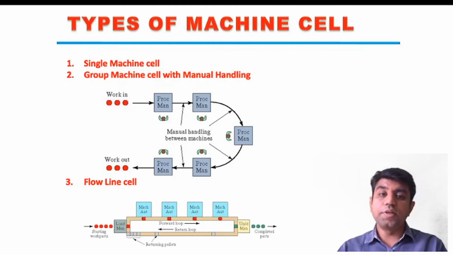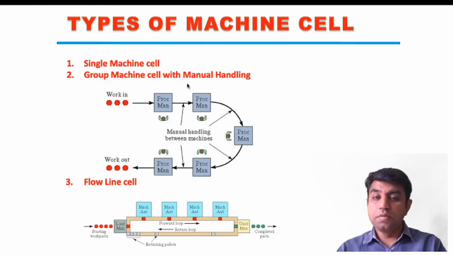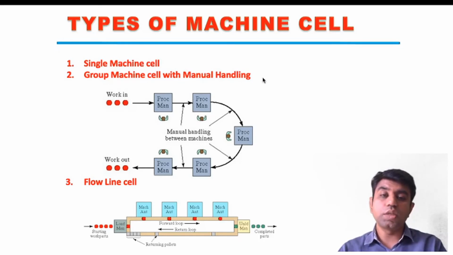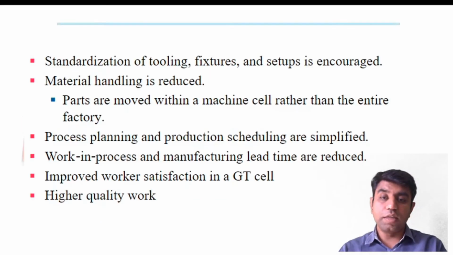So these are the different types of machine cells. If in one particular area we are keeping only one machine, then it is called a single machine, right? If we have a group of machine cells, but there is manual handling, if persons are deployed just to transfer the part from one machine to another machine, then it is called a group machine cell with manual handling. And the third one is a flow line cell, in which the material is transferred from one machine to another with the help of automation, maybe conveyors or some chain belt drives which are driven automatically with the help of different drives, right? If such technology is used, then it is called a flow line cell.